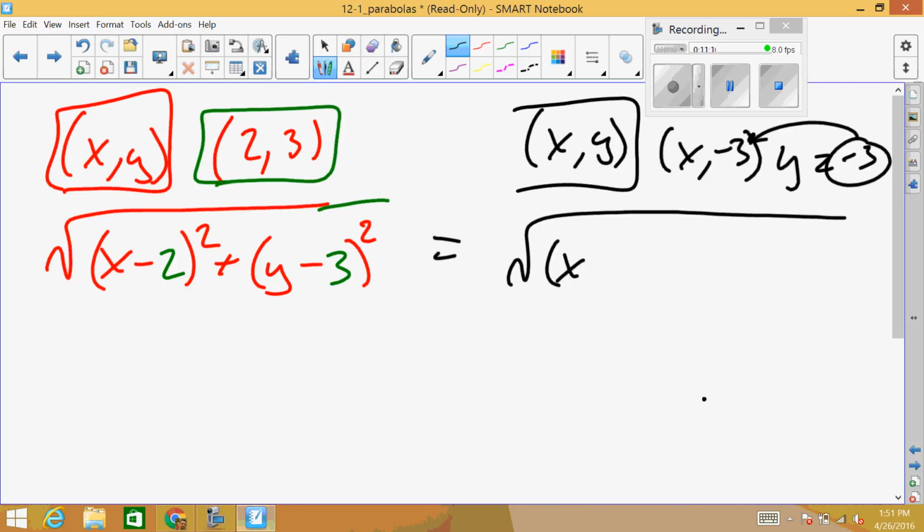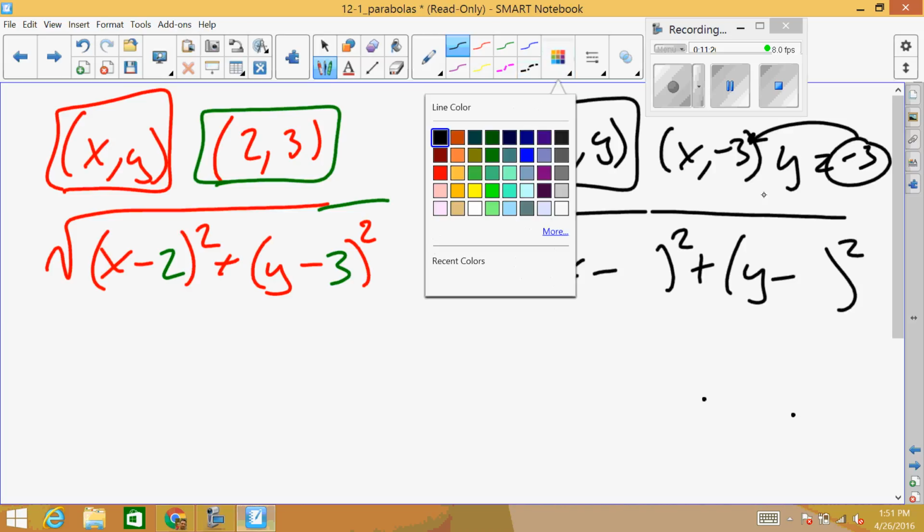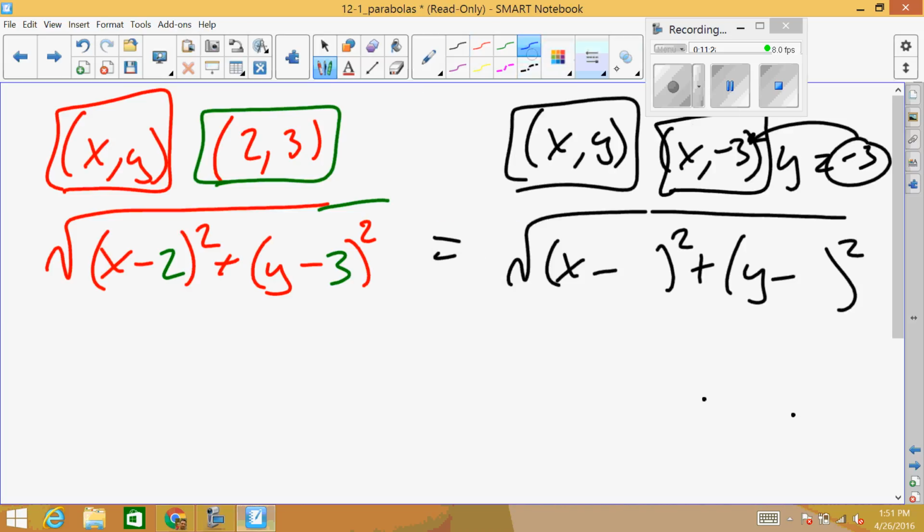First point, x, y, I better leave myself some room there. Second point, right here, x, -3. Okay, now I'm going to try to simplify this equation and see what I can find out. First thing I'm going to do is square both sides so that I can get rid of those square roots.